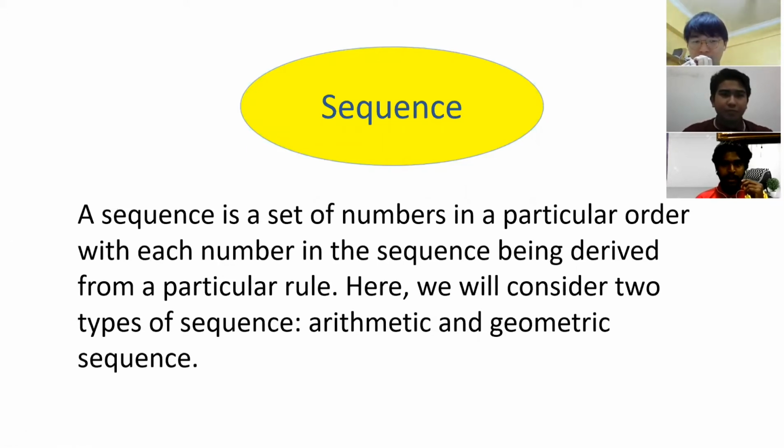Firstly, I'll be starting with sequences. What is a sequence? A sequence is a set of numbers in a particular order with each number in the sequence being derived from a particular rule. Here, we will consider two types of sequence: first, arithmetic and geometric sequence.